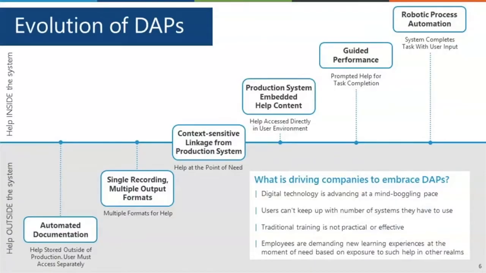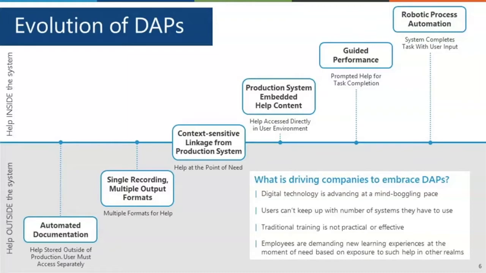A lot of us who've been doing this kind of work for a long time remember back in the day when automated documentation was the big thing. Like you wouldn't have to cut and paste and use Snagit to get the content in. You could run the transaction and it would pull that content in. And that created help that you stored outside of the system, either in a big thick binder or somehow online.